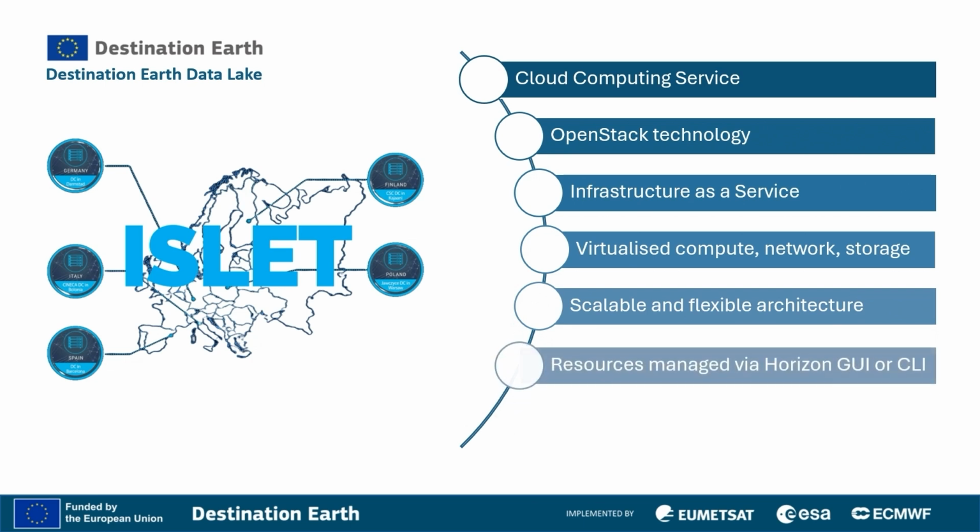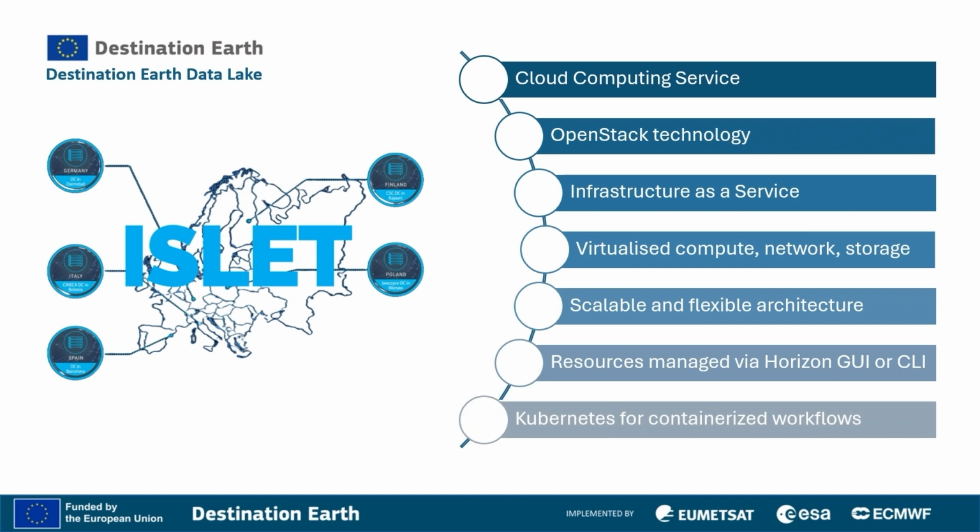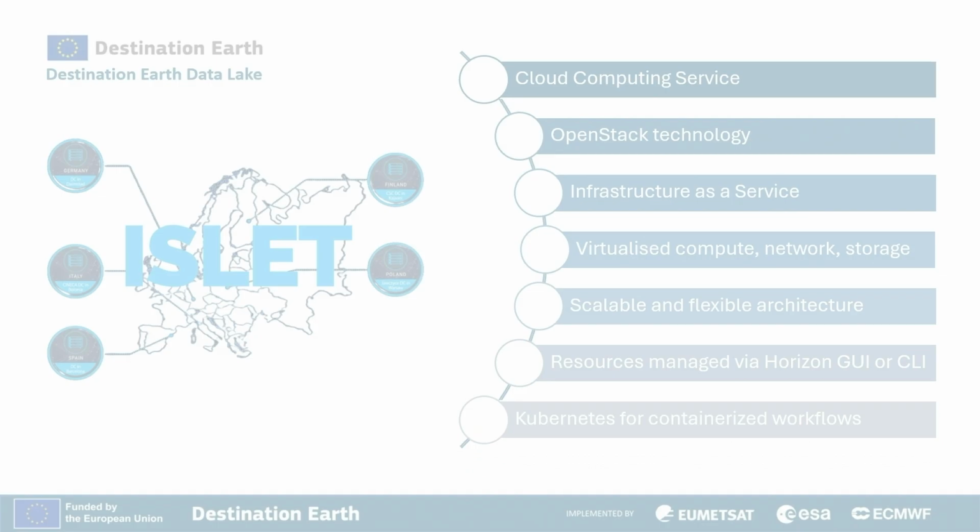Virtual resources, for example virtual machines or object storage, can be managed by users using the Horizon GUI or CLI. In addition to virtual machines, Kubernetes can be used to deploy containerized workloads.